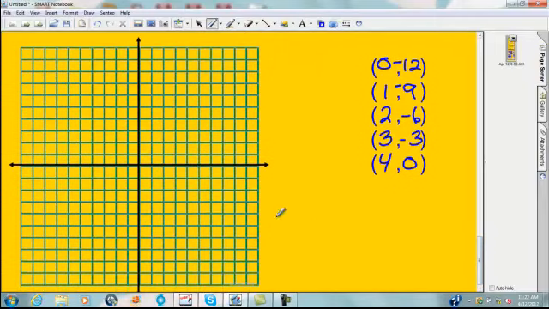And let's graph a couple of these points here. Let's graph our x-intercept, which is 4 and 0. 1, 2, 3, 4. And then 3, negative 3. 1, 2, 3. 1, 2, 3. And then 2, negative 6. Over 2, down 6. 1, 2, 3, 4, 5, 6. And this is a nice linear equation here. It's going to go in a straight line.